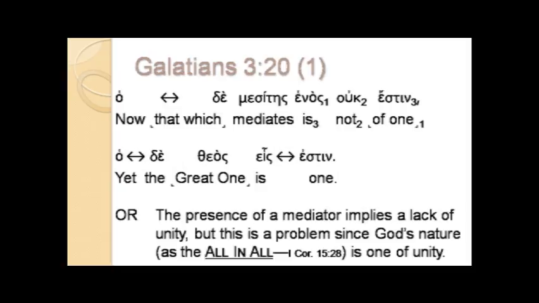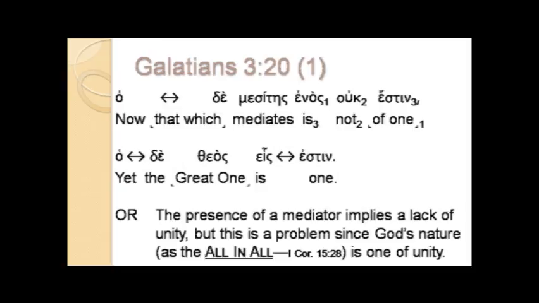And this is where we also get the difference between formal translation and what is called dynamic translation. Formal translation is what we just did. Now that which mediates is not of one, yet the great one is one. That doesn't make a whole lot of sense in English. Those are basically Greek words that have been translated into English and put in an order that makes sense in English, kind of, but it still doesn't mean a whole lot. You have to a certain extent, not just translate, but also interpret. And so what follows after that is a more dynamic translation that tries to get at the heart of what is actually being talked about here.